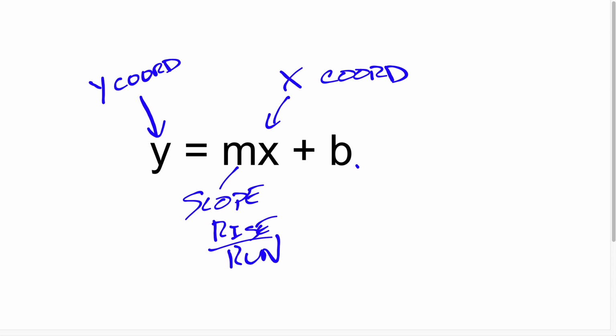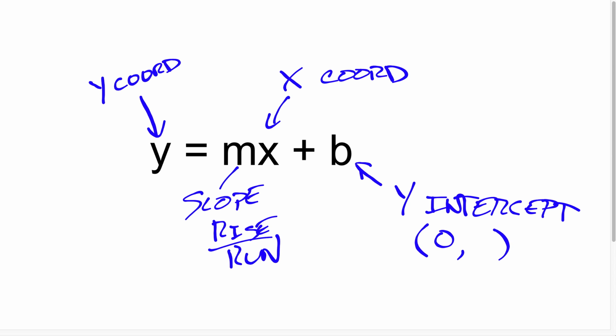And the b, that's the y-intercept. Okay, and the y-intercept is your starting value. It's where it crosses the y-axis. It's always the ordered pair 0, something. So whatever number that b is, that's your ordered pair where it crosses the y-axis.